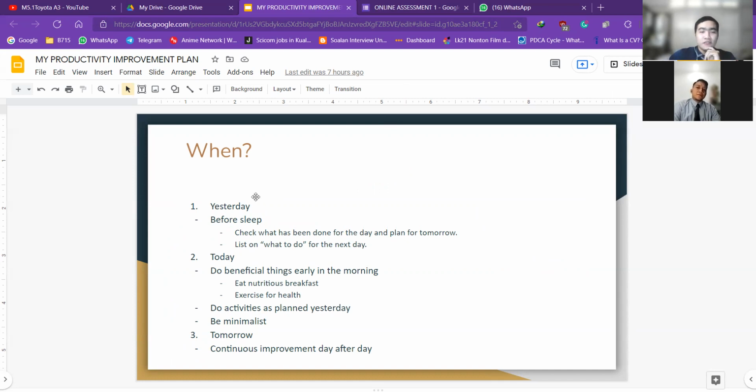Okay, so when can I apply all of these tools? Firstly, yesterday, that is before sleep, I have to check what has to be done for the day and plan for tomorrow. And then I will list what to do and note it for the next day. And secondly, today, that is the day that we carry out the planning.